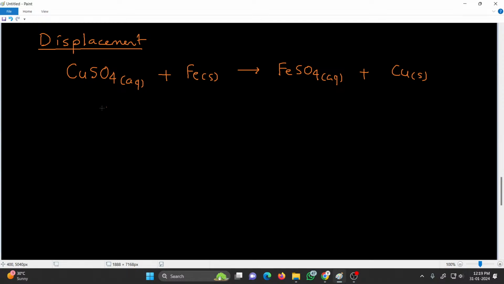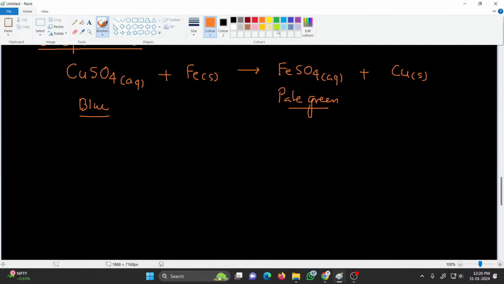copper on the iron object. Initially the solution is blue and afterwards it becomes pale green because there is a chemical change here. Copper sulfate is converted into iron(II) sulfate, and the copper is deposited on the iron nail, so we get a brown color layer on the iron nail. Now this reaction depends on the reactivity of the metal, meaning which metal cation can displace which metal cation. It depends on the reactivity.